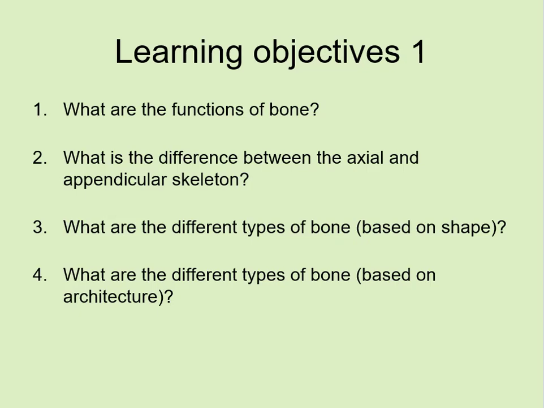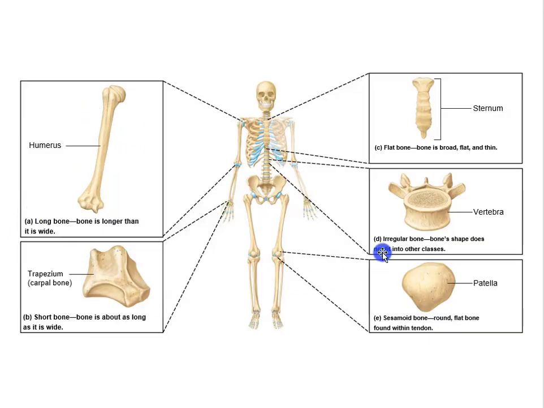In terms of memorizing which bones are which shape, to be honest, all I need you to know are these things over here. The humerus is an example of a long bone, and the wrist bones and the ankle bones are examples of short bones. Sternum is a good example of a flat bone. Vertebra is an example of an irregular bone, and patella for sesamoid. This is all you need to know.